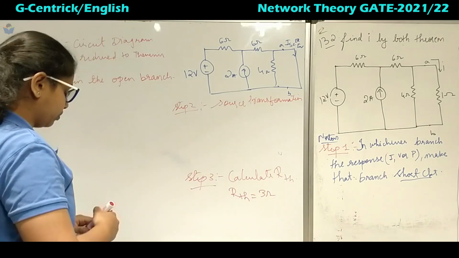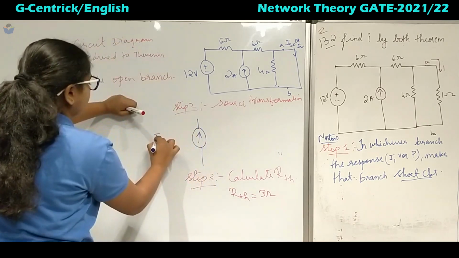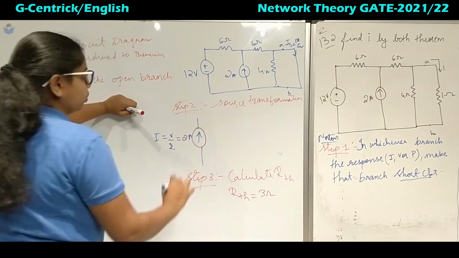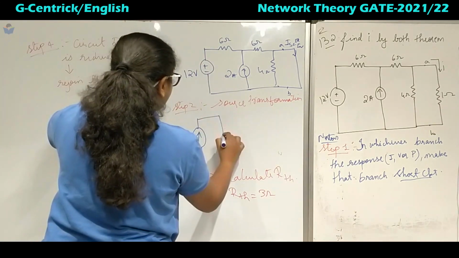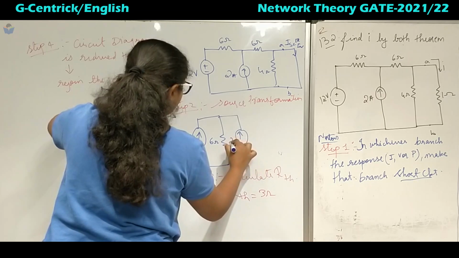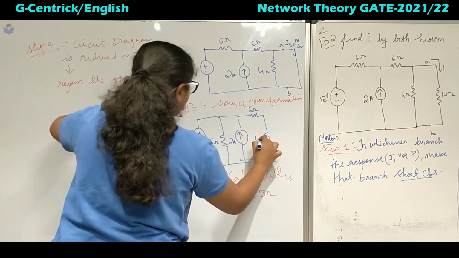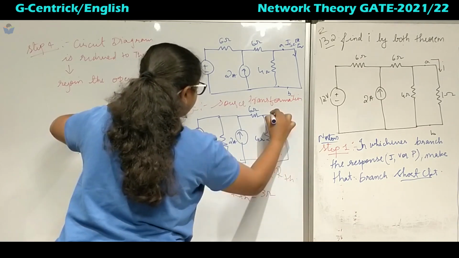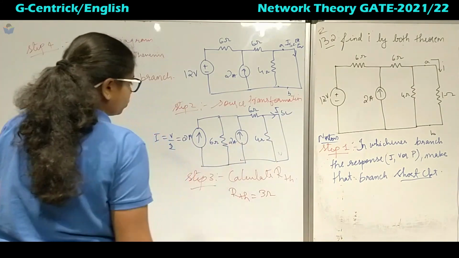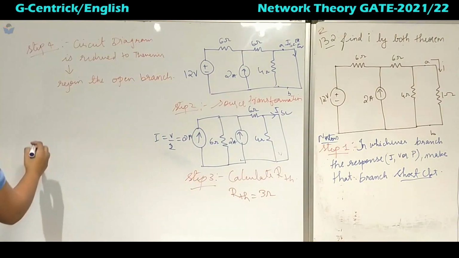So what is I? I will be equal to V by R. So this value will be 12 by 6, that is 2 amperes. This will come in parallel with 6 ohms, the 2 ohm will be as it is, and here it is 6 ohms, so this is 4 ohms. This will be ISC. Now this 2 ampere and this 2 ampere are connected in parallel and in the same direction, so we can add them.